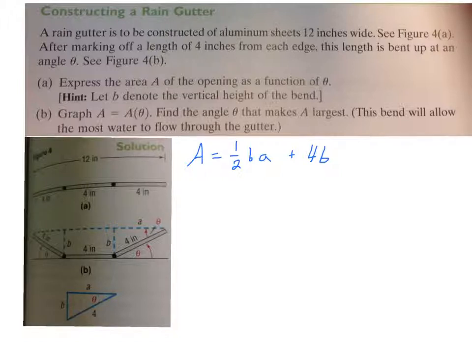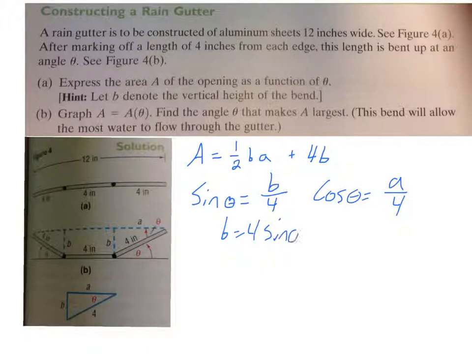Well, if we look at that triangle there, we can see that B, if we're looking at theta there, and we'll look at this triangle at the bottom here, we'll use that as a reference, because that's the same triangle we have here and here. We see that sine theta is going to be equal to opposite over hypotenuse. And cosine theta is going to be equal to adjacent over hypotenuse, meaning that B is going to be equal to 4 sine theta, and A is going to be equal to 4 cosine theta.